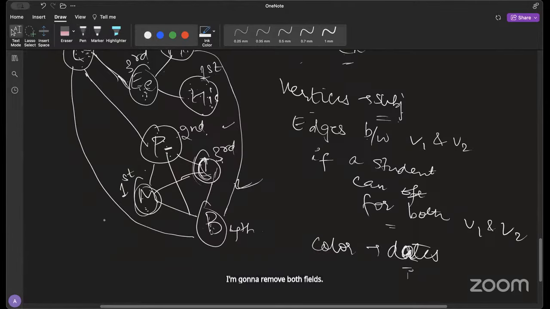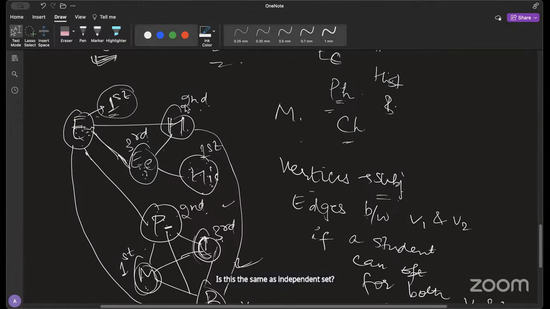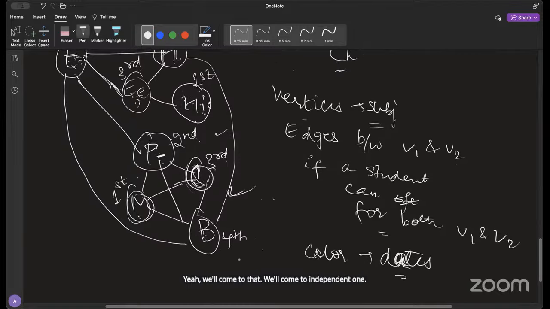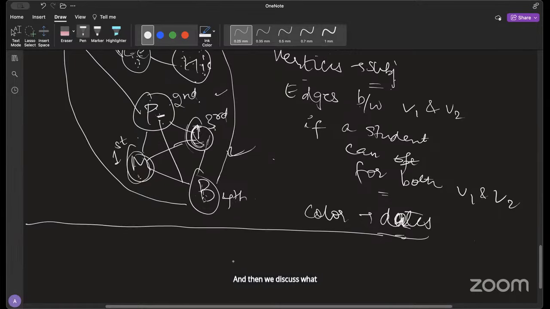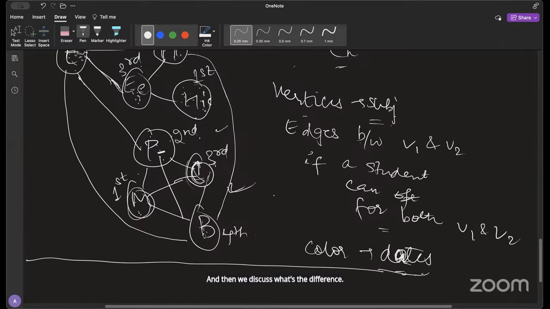Isn't this the same? I can't find the difference between this and the independent set. Is this the same as the independent set problem in graph theory? Yeah, we'll come to that. We'll come to what the difference is between this and that. We'll discuss this in a while. Okay, we'll discuss what's the difference. This is your graph coloring problem.